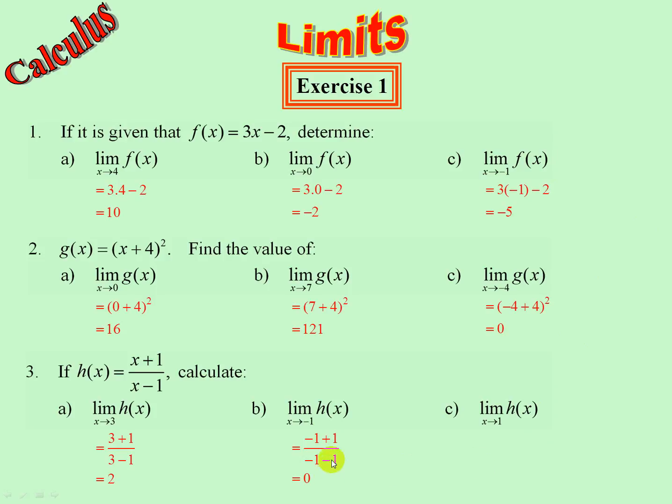Here we are, that's 0. 0 over -2. 0 over anything is quite acceptable. No limit, because we're dividing by the 0.